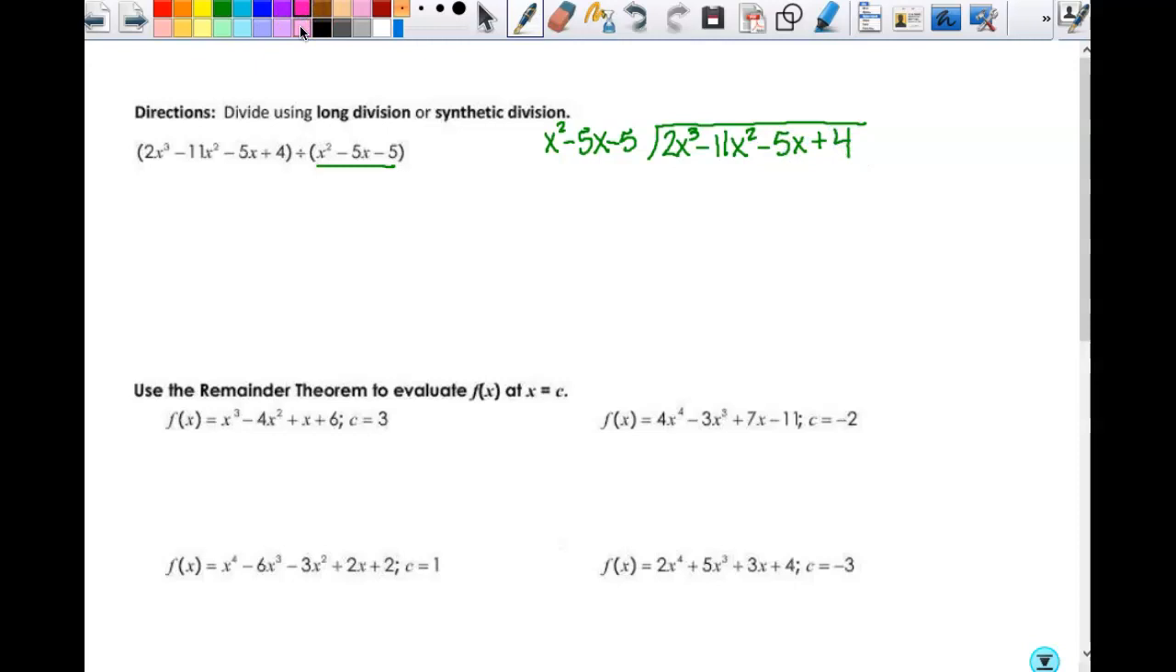All right, so x squared goes into 2x cubed 2x times. 2x times x squared is 2x cubed minus 10x squared minus 10x.